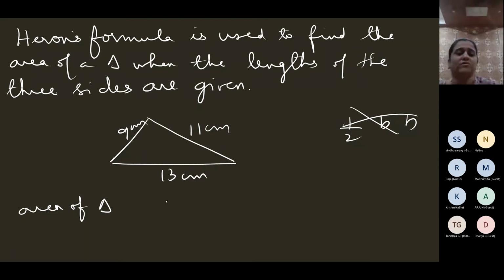Okay. So how do we find the area of the triangle using Heron's formula?